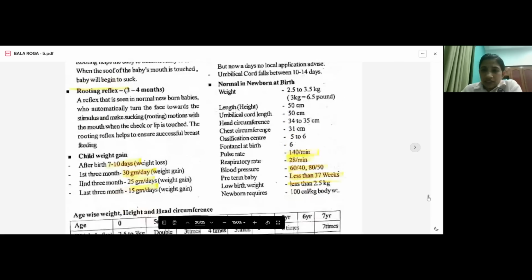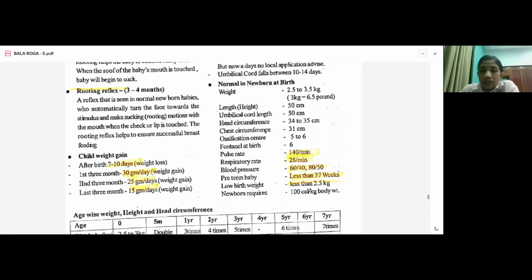Next, just remember the normal weight of the newborn. It is mainly 2.5 to 3.5 kg. That is the normal birth weight of the baby. If the baby is less than 2.5 kilogram, he has low birth weight, and is prone to different types of diseases. The length of the baby at the time of birth is 50 centimeter, and the umbilical cord length is also 50 centimeter. The head circumference is 34 to 35 centimeter, and the chest circumference is 31 centimeter.